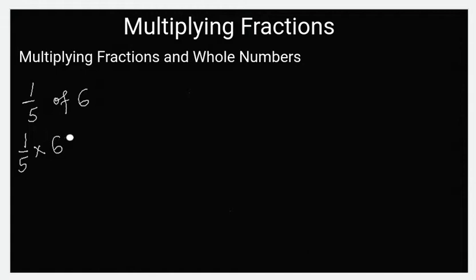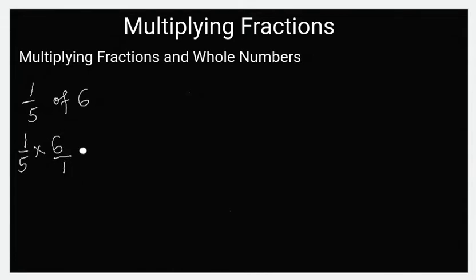Or better still, you can change your whole number to a fraction. Changing 6 or any whole number to a fraction is just dividing it by 1. So 6 is the same thing as 6 over 1, because 6 divided by 1 will give you 6. So if you prefer this way, to help your understanding, you change your whole number to a fraction. So that would be 6 over 1.